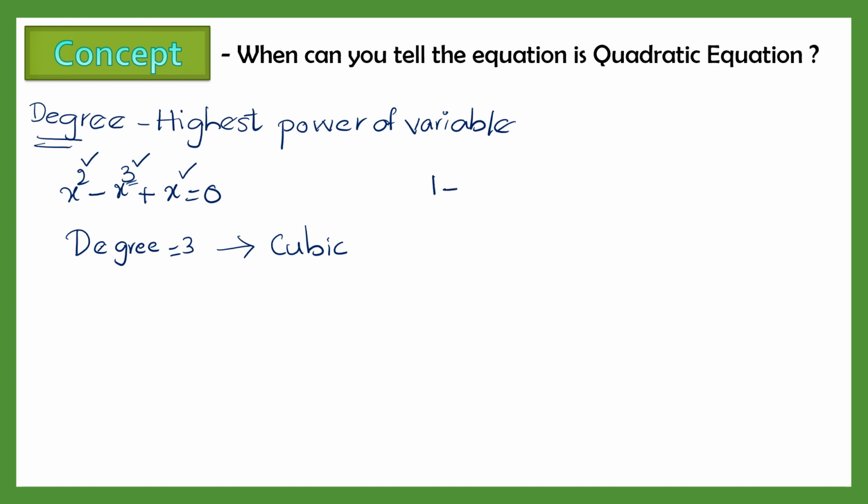If the degree is 1, it is called a linear equation. If the degree is 2, the equation is called a quadratic equation. If the degree is 3, the equation is called a cubic equation. So this is one method to find the type of equation. What is the other method?